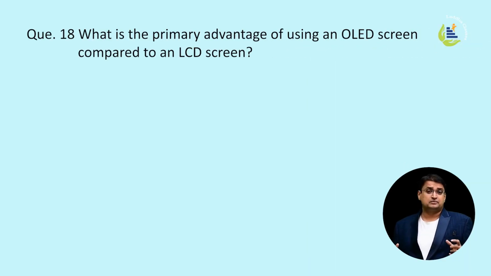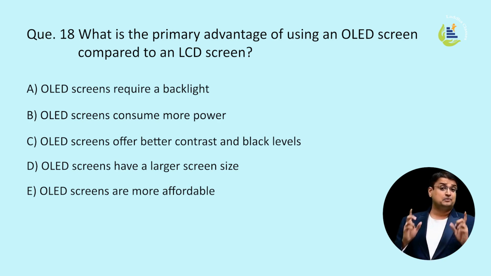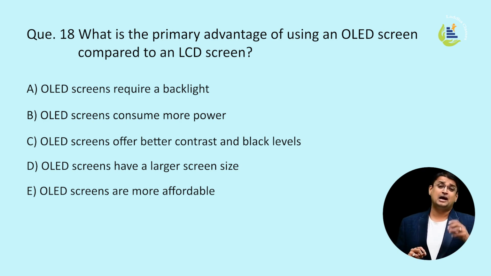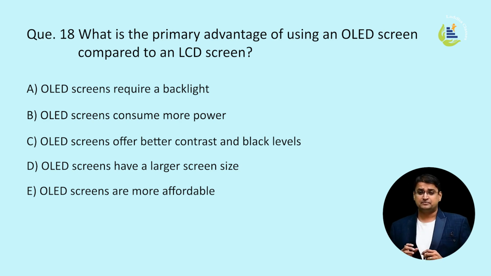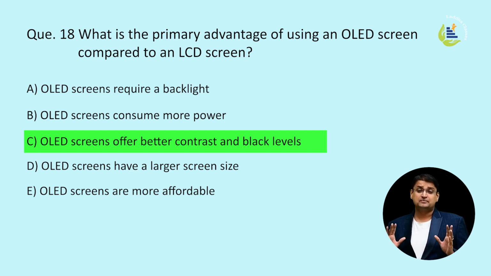Question 18. What is the primary advantage of using an OLED screen compared to an LCD screen? Options are OLED screens require a backlight, OLED screens consume more power, OLED screens offer better contrast and black levels, OLED screens have a larger screen size, OLED screens are more affordable. Correct answer option is C. OLED screens offer better contrast and black levels.